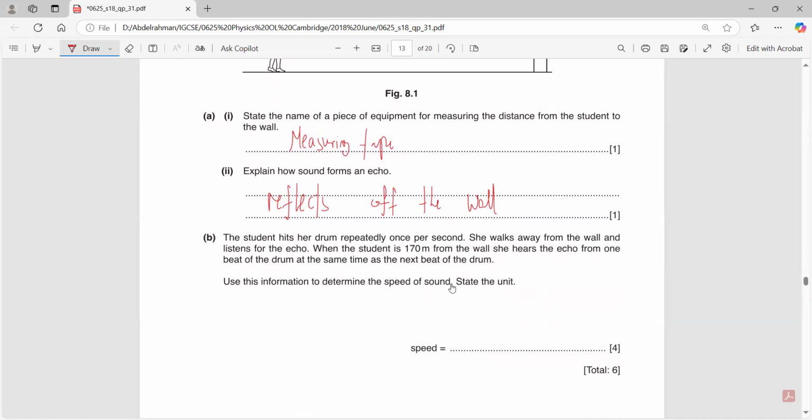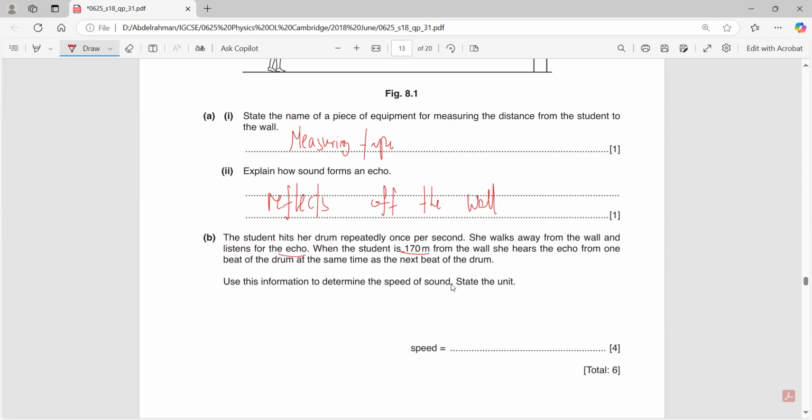The student hits her drum repeatedly once per second. She walks away and listens for the echo. When the student is exactly 170 meters away, she hears the echo from one beat at the same time. Use this information to determine the speed of sound.